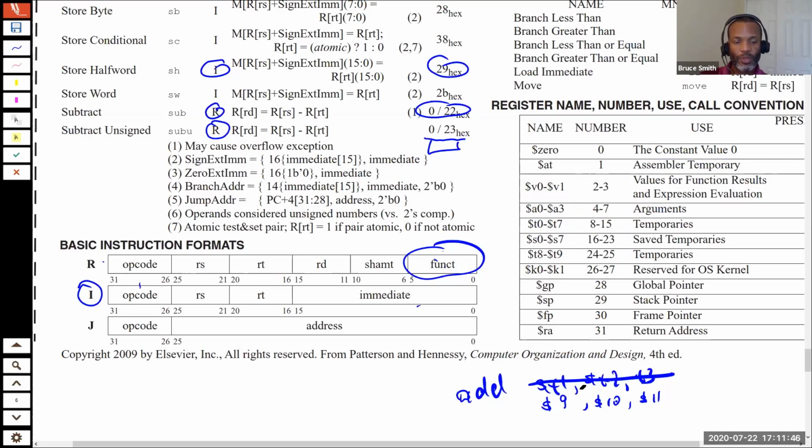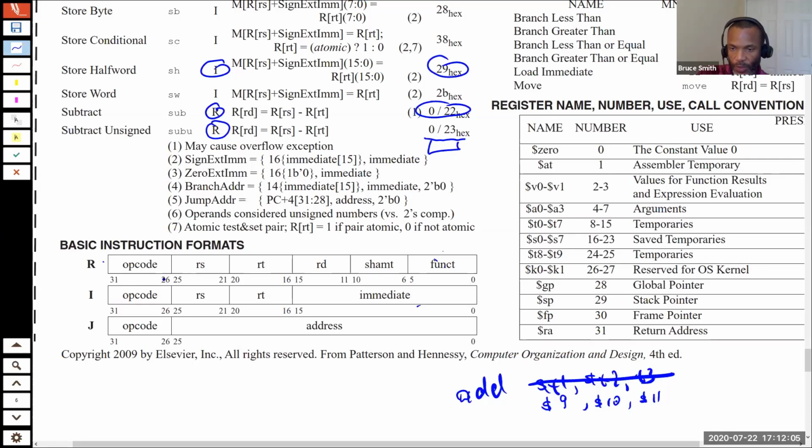So as long as you have the $ and the number, it'll assemble, as long as they're values. And these numbers that you can use are values between 0 and 31. So we have 32 different numbers that you can use. So how does this come into play?